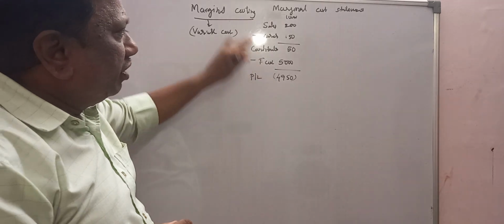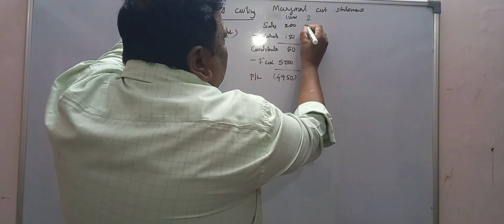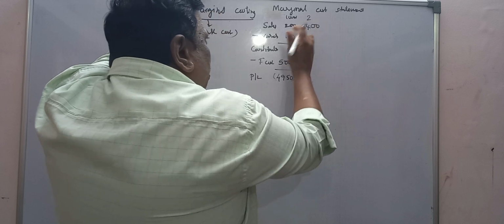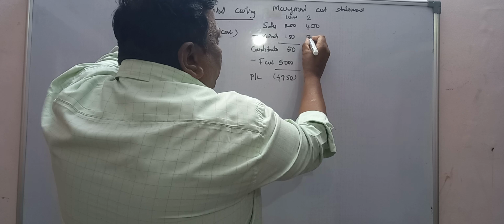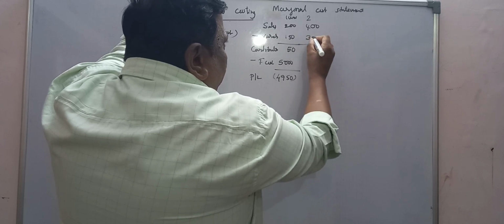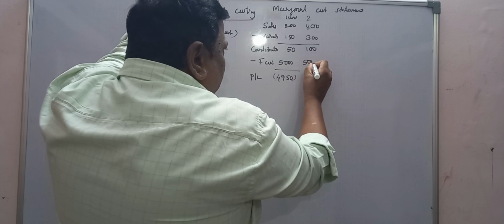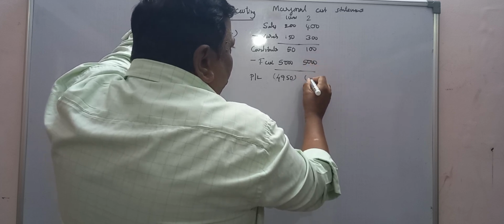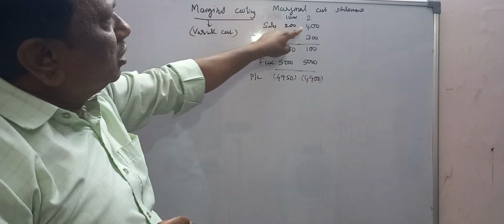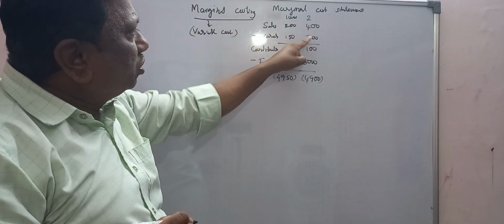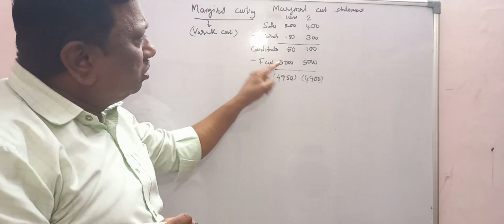So 4,950 is my loss. If I am able to produce 2 units, the selling price is 200 per unit, so 200 into 2, 400. Variable cost becomes 300. My contribution is 100. Again fixed cost is the same, 5,000. Here 4,900 is my net loss. See, here sales are fluctuating, variable costs are fluctuating, contributions are fluctuating. Fixed cost is not fluctuating, it does not depend on units.